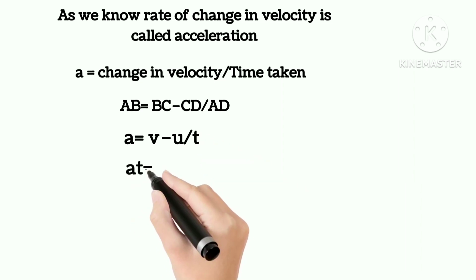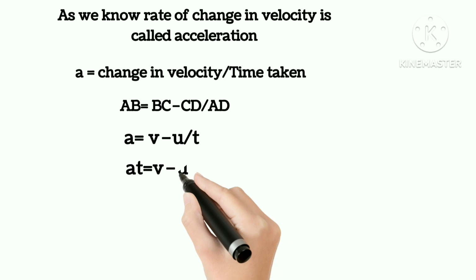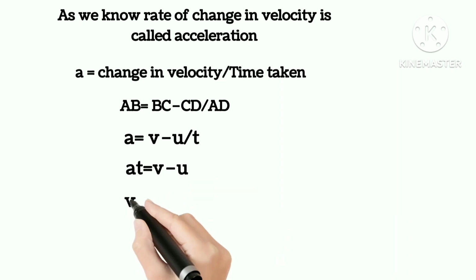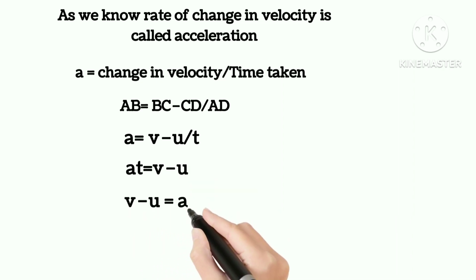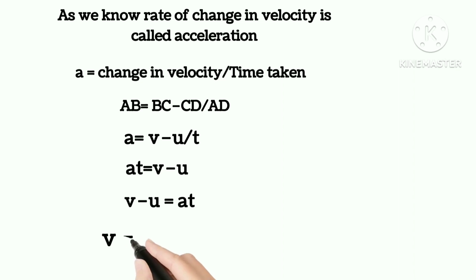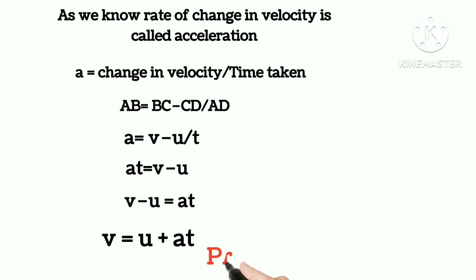So a is equal to v minus u by t. With the transpose, at is equal to v minus u, and then v minus u is equal to at. Then after that, arrange it: v is equal to u plus at. Hence it is proved.